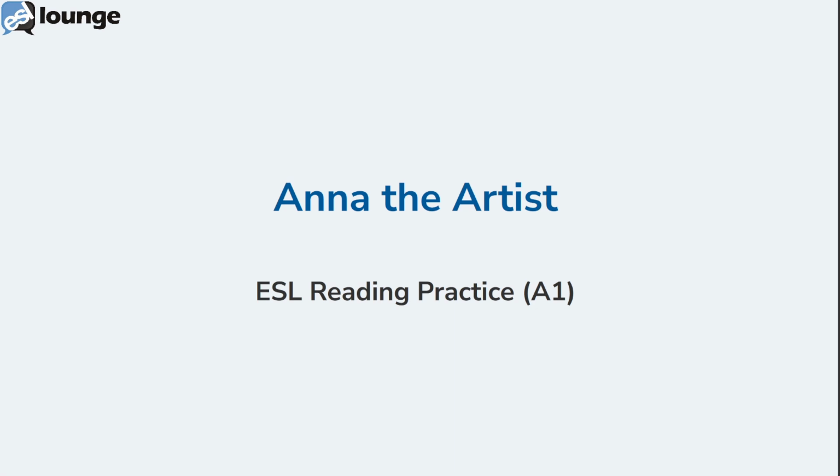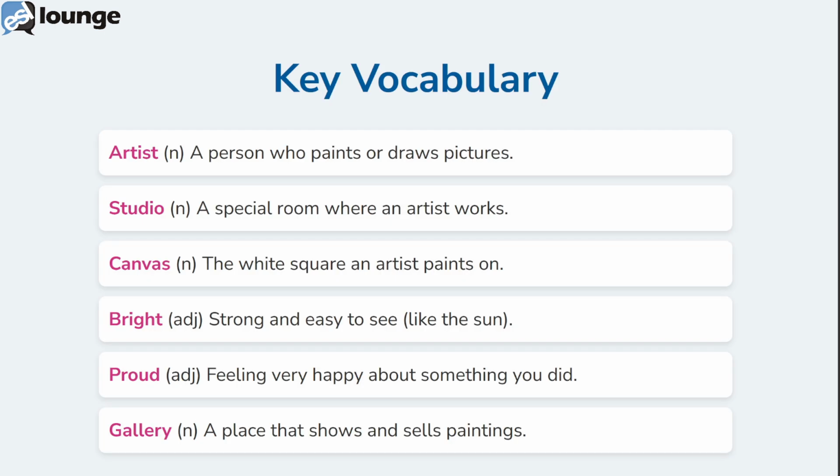Let's begin with some vocabulary. Artist, a person who paints or draws pictures. Studio, a special room where an artist works. Canvas, the white square an artist paints on.